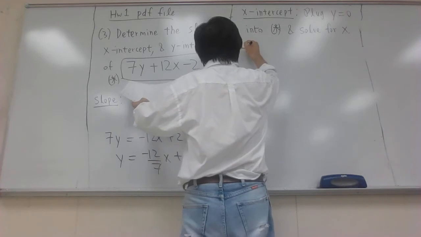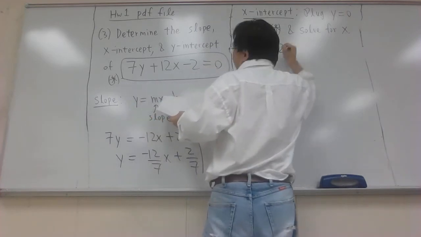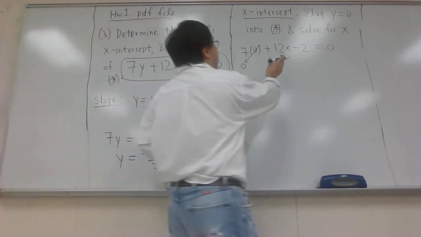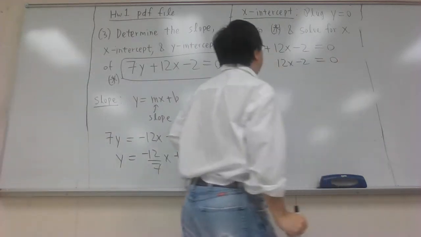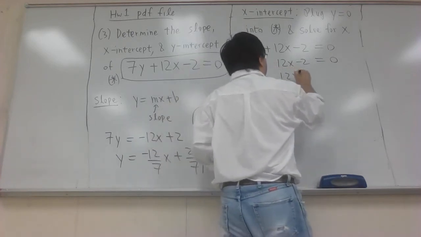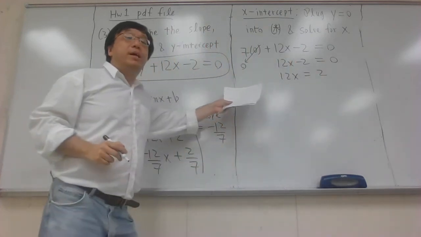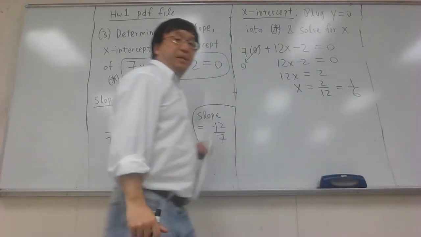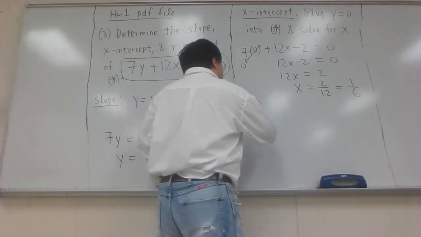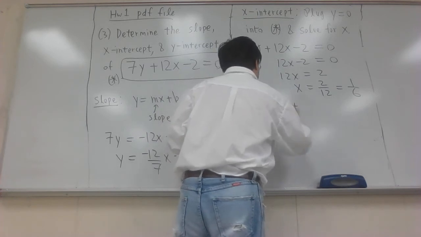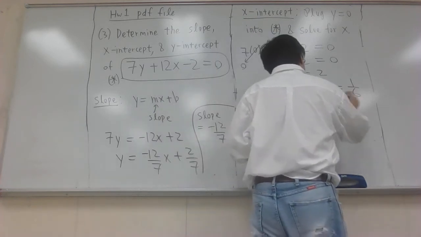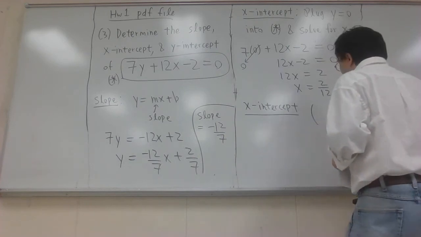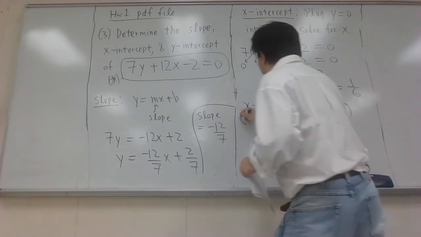So plugging y equals 0 into star, we get 7 times 0 plus 12x minus 2 is 0, and this is just 0. So we get 12x minus 2 equals 0. Bringing the 2 to the other side, 12x is equal to 2. Dividing both sides by 12, x is 2 over 12, which is the same as 1 over 6. So the x-intercept is x is 1 over 6, and y is equal to 0: (1 over 6, 0). That's the x-intercept.